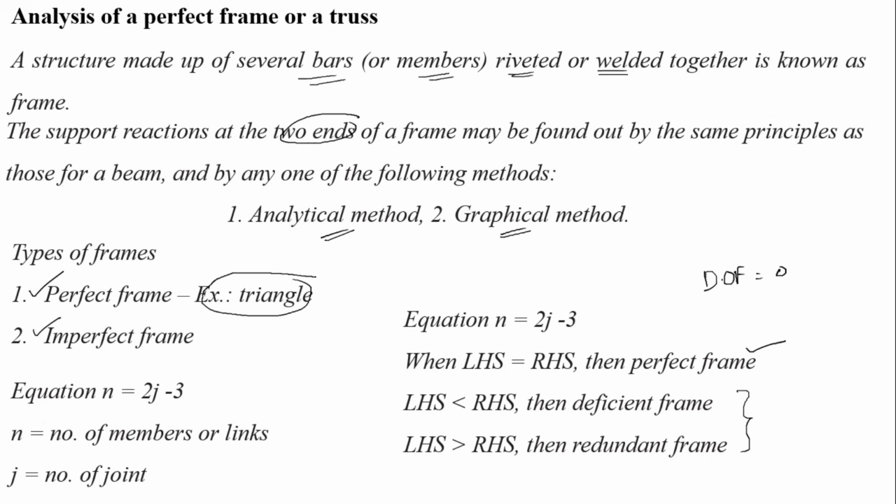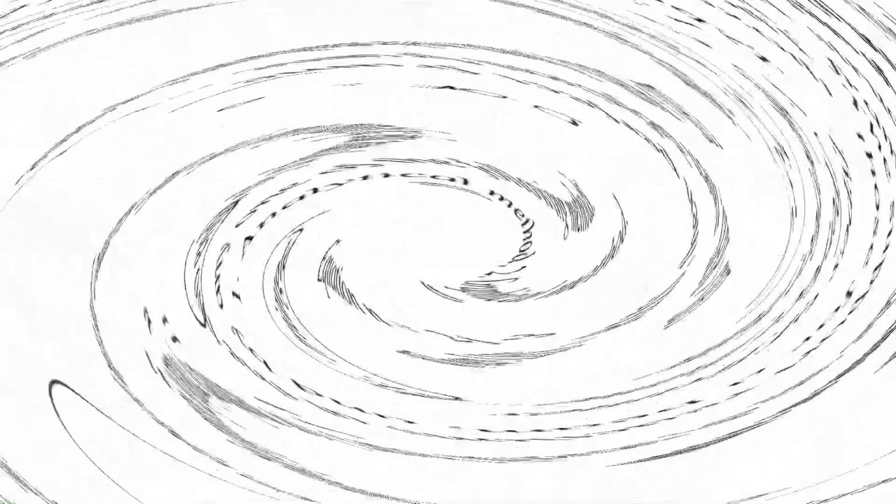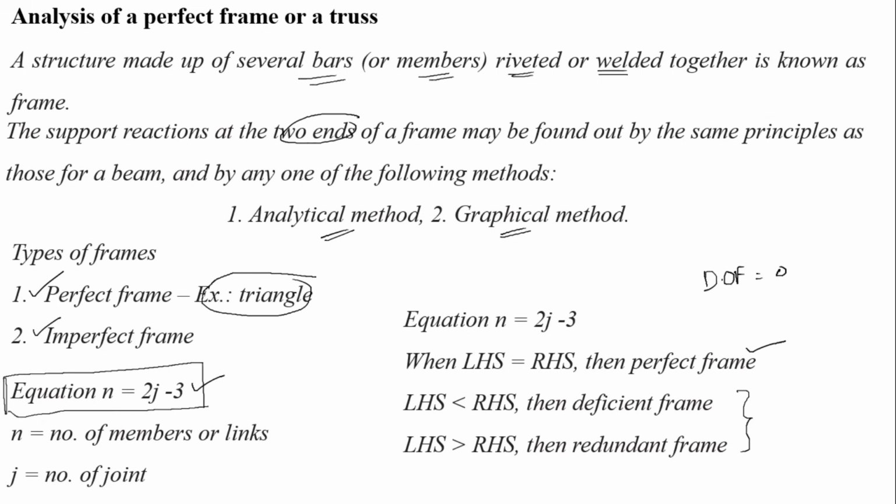So the equation is n equal to 2j minus 3. Here n is the number of members and j is the number of joints. Based on this equation, this is the LHS and this is the RHS, right? So if LHS is equal to RHS, then it is a perfect frame. If the LHS is less than RHS, then it is a deficient frame. And if LHS is greater than RHS, then it is a redundant frame.